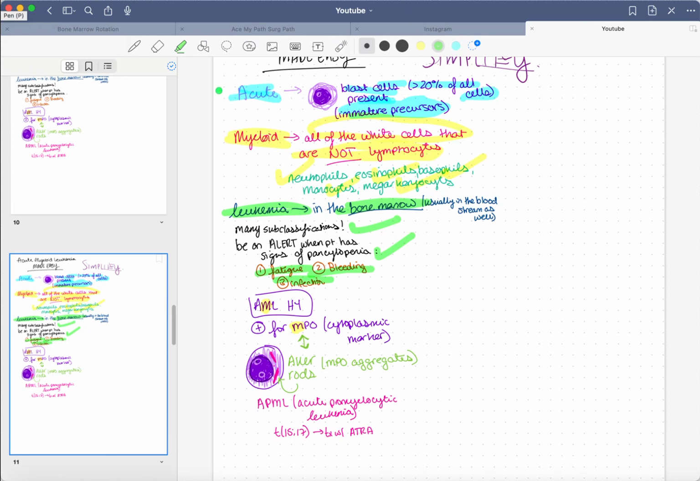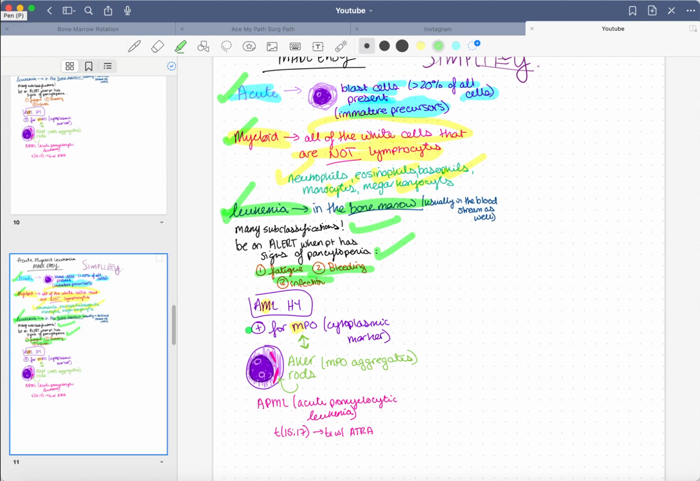So again, we have the word acute, which refers to our blast cells, myeloid, which refers to all of our white cells except for lymphocytes, and leukemia, which refers to the location of the cancer, which would be in the bone marrow and peripheral bloodstream. The two things I'll go over today are AML in general and the markers you have to be aware of, as well as the key morphological signs that are often associated with tests, not always associated with real life, but associated with the test, so very high yield to know.